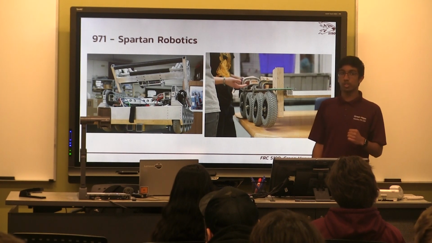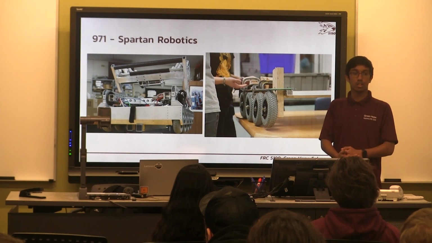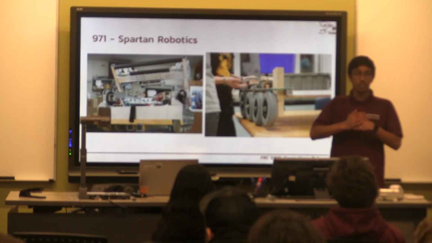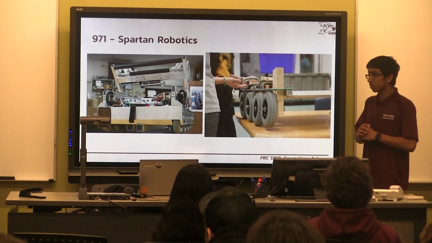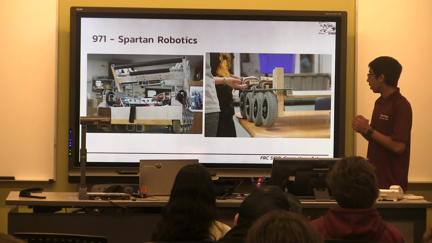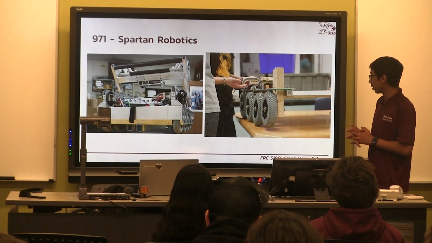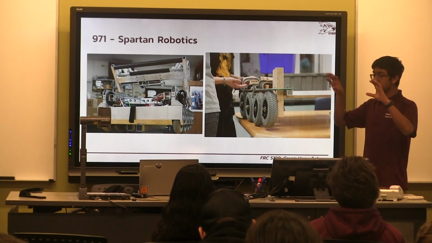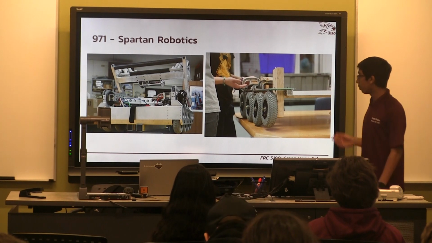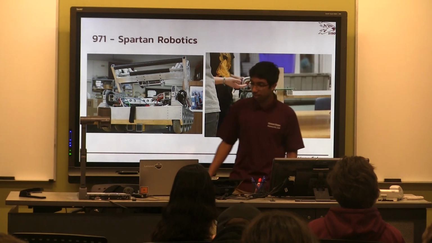Does anyone remember what the 2016 game was? Stronghold. It was a very rough terrain, right? There was a lot of rough terrain, and a lot of obstacles you had to face. So many teams prototyped their drivetrain because they needed to find the optimal placements for their wheels so that they can combat the rough terrains more effectively.